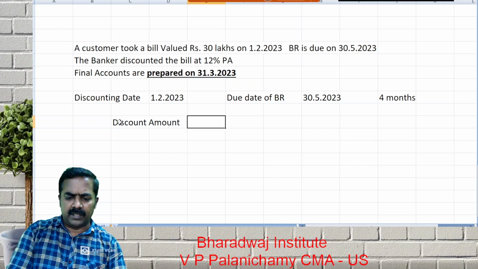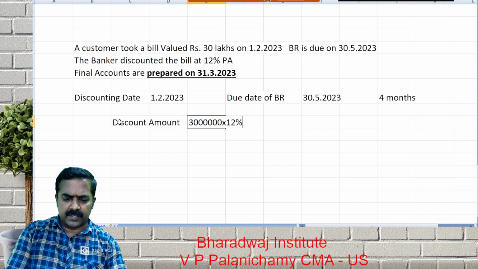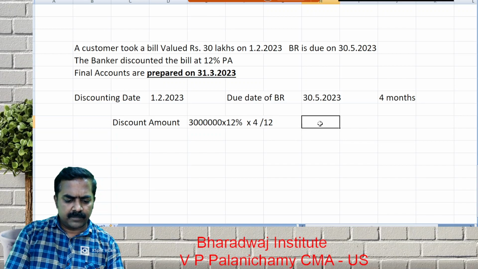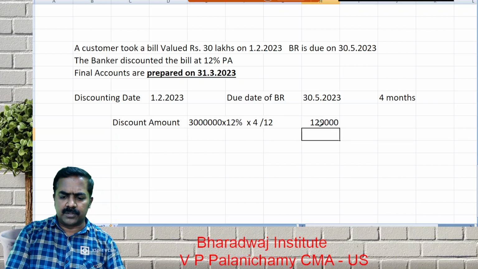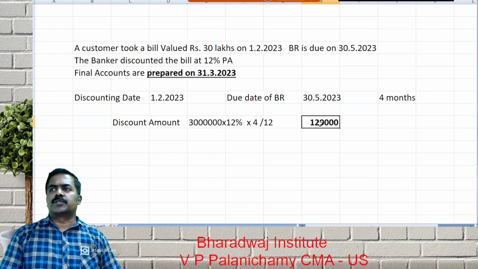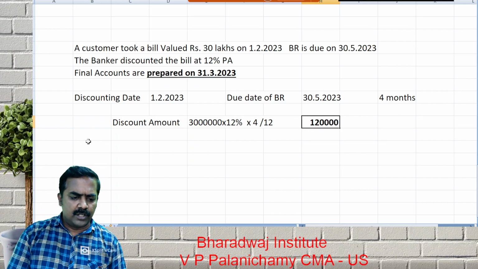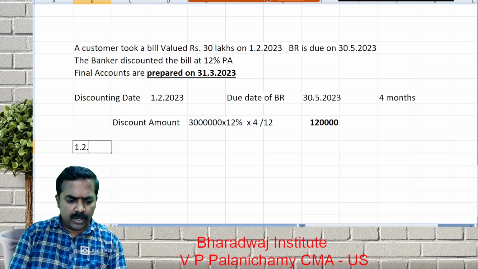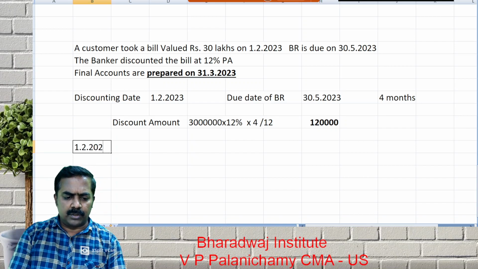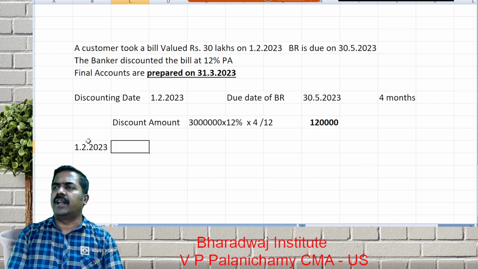The discount amount would have been 30 lakhs into 12% into how many months? 4/12. How much? 1,20,000. 1,20,000 is the discount. Wait. But is the discount an income for the bank or an expense for the bank? Income for the bank. Now wait. On 1/2/2023, what journal entry would the bank have passed?